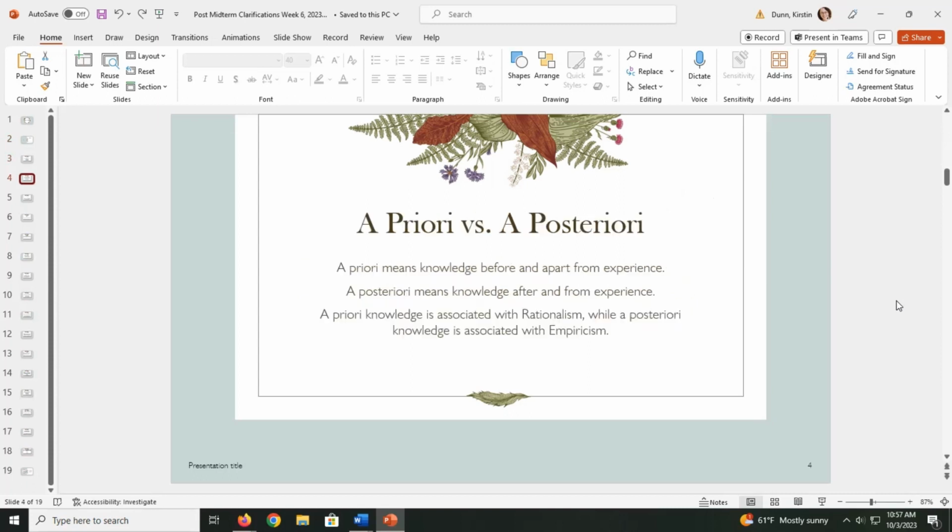A priori versus a posteriori. A priori means knowledge before and apart from experience. A posteriori means knowledge after and from experience. A priori knowledge is associated with rationalism, while a posteriori knowledge is associated with empiricism.